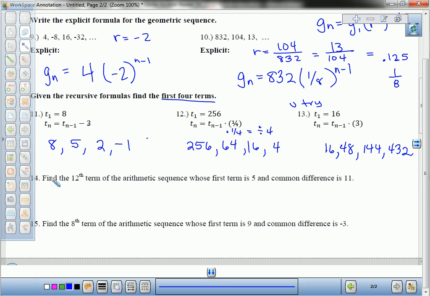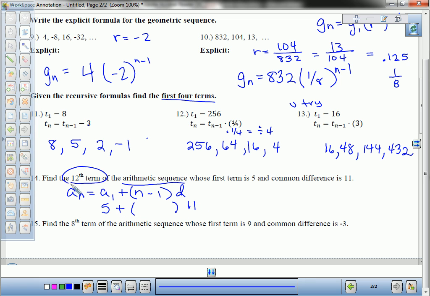Okay, the next one says find the 12th term of an arithmetic sequence. So arithmetic is this formula: n minus 1 times d, or d times n minus 1, either way. Whose first term is 5. So where does 5 go in the formula? A sub 1. And the common difference is 11, so where does the 11 go? D.